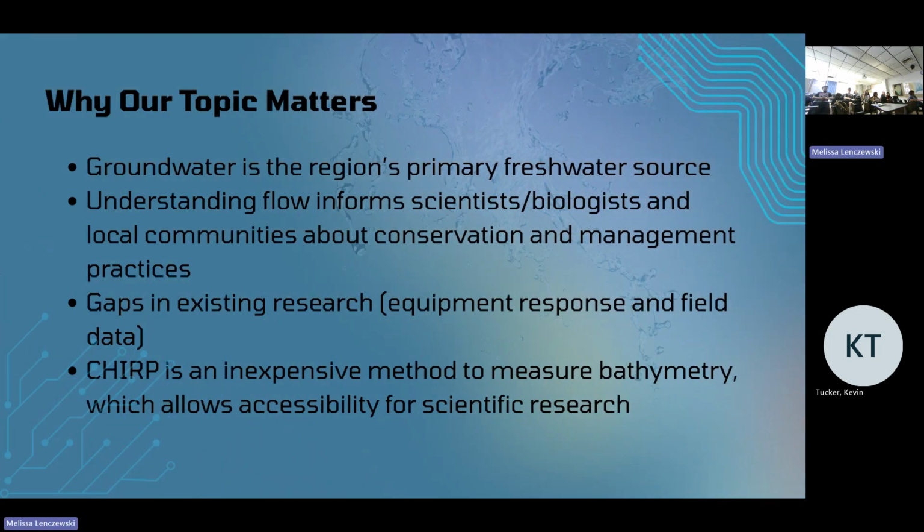To go into why our topic is important, it's more than just measuring the velocity or bathymetry of groundwater. Groundwater is the region's primary freshwater source. If we're able to understand how it moves and how it works, we can inform scientists, biologists, and local communities about conservation and management practices. There are also a lot of gaps in existing research, so if we're able to conduct our own research, we can understand the region a bit better. And Chirp is an inexpensive method to measure bathymetry, which allows accessibility for scientific research.